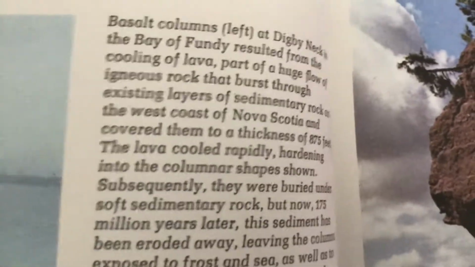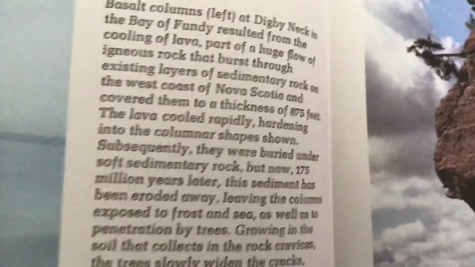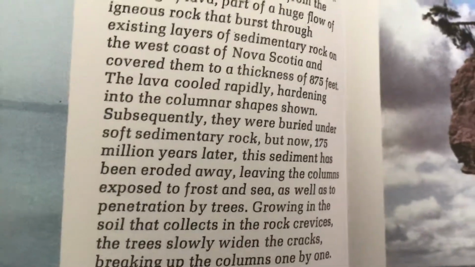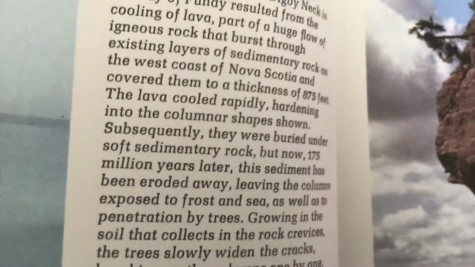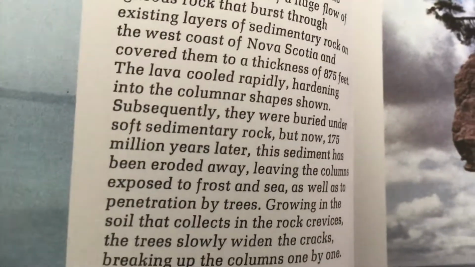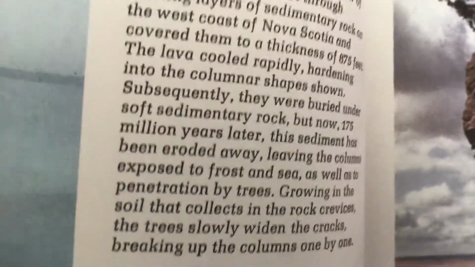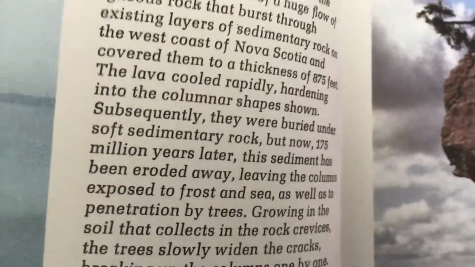Basalt columns left at Digby Neck in the Bay of Fundy resulted from the cooling of lava, part of a huge flow of igneous rock that burst through existing layers of sedimentary rock on the west coast of Nova Scotia and covered them in a thickness of 875 feet. The lava cooled rapidly, hardening into the columnar shapes shown.